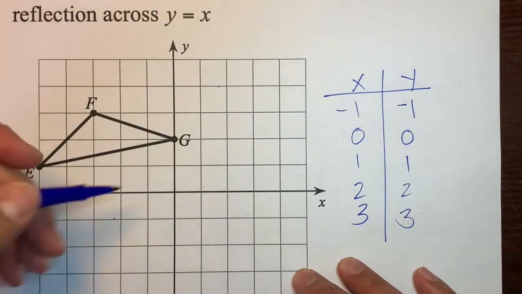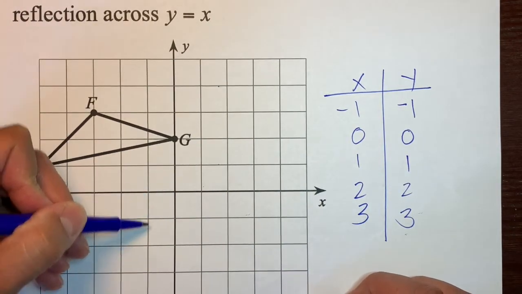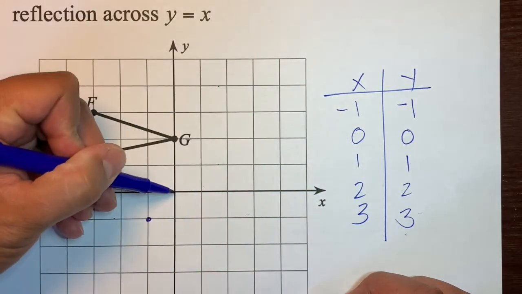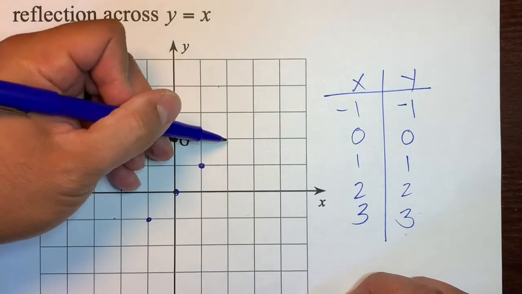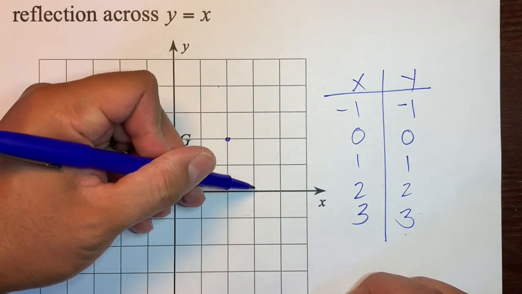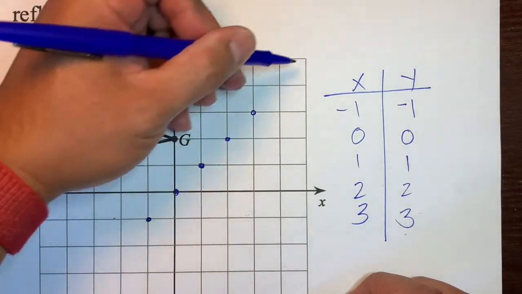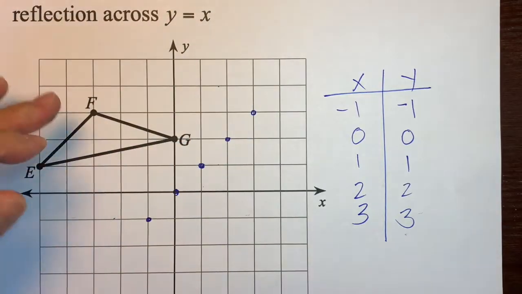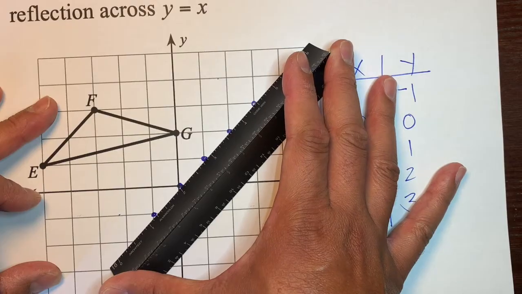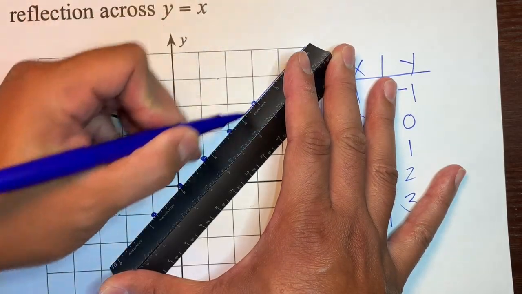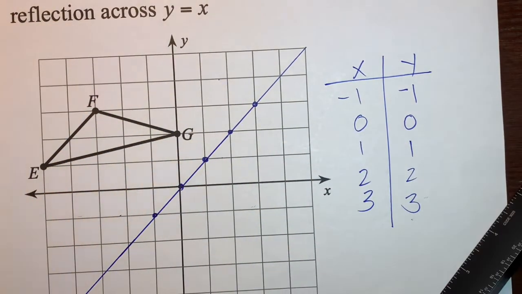And let's plot these points. So here's the origin, 0, 0. And here's -1, -1, so we'll go left and down. 0, 0. 1, 1. 2, 2. And 3, 3. Look at this. It's not a horizontal line. It's not a vertical line. It's a diagonal going uphill. So let's just draw this line. Here is our line of symmetry.